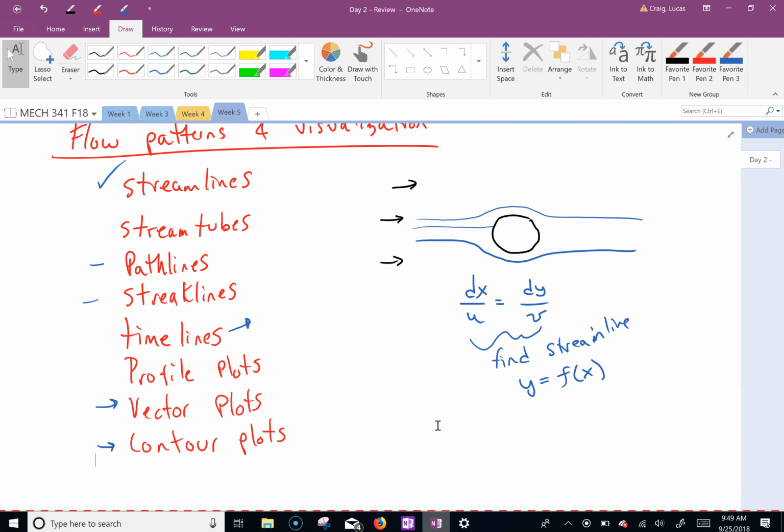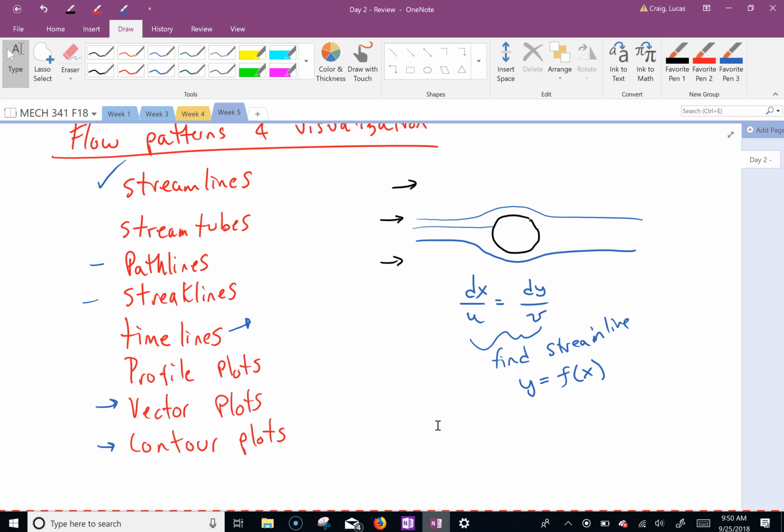So vector plots just show you vectors, okay? And they're pretty much used if you want to know if there is flow separation, okay? If you want to identify if there's flow separation, a vector plot would be best.